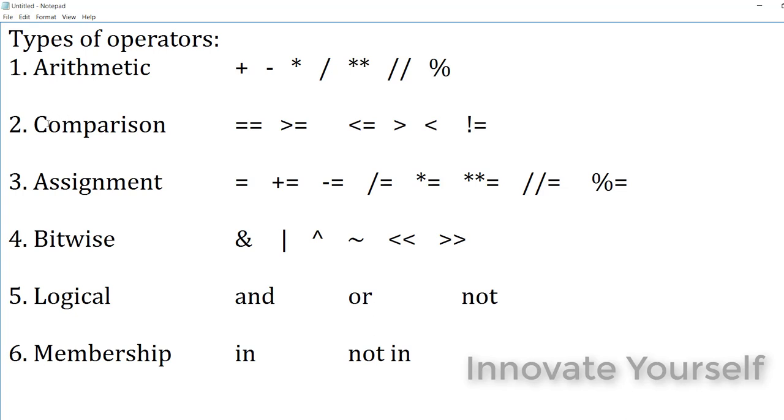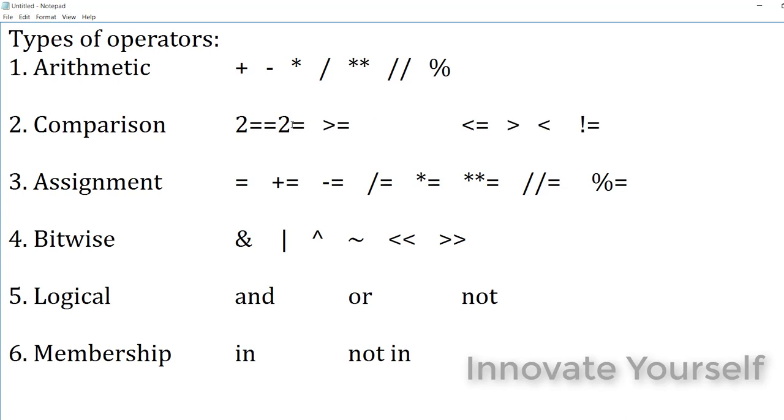So let's start with the second one, the comparison operators. In comparison operators, we have the first one equals to, greater than equals to, less than equals to, greater than, less than, and not equals to. So how does it work? Generally, we check whether a condition is satisfied or not. Say I want to check whether 2 is equal to 2. I know that 2 is equal to 2, but if I use this double equals to operator, it will tell me whether my condition is true or not.